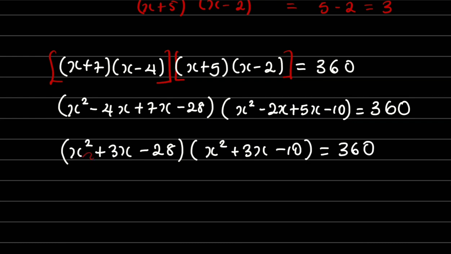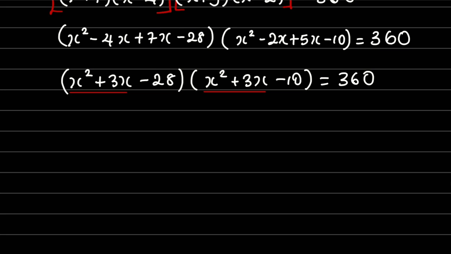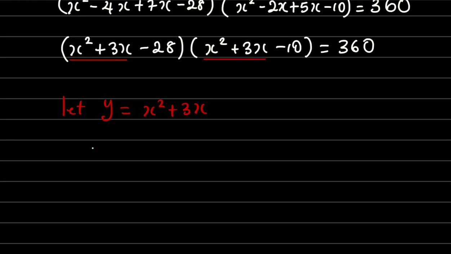Now, check it out. You see these first two? Can you see here and here? That is the aim. So they are the same. So what we'll do is we'll now say let y be equal to x squared plus 3x. Then we'll substitute it so that we are going to have y minus 28, then into y minus 10 is equal to 360.